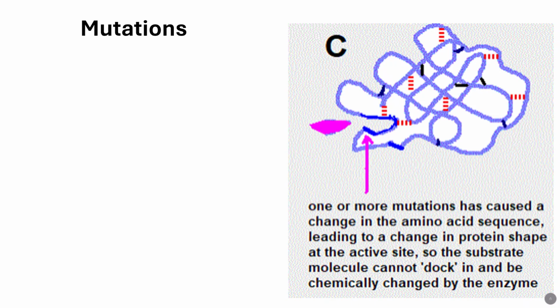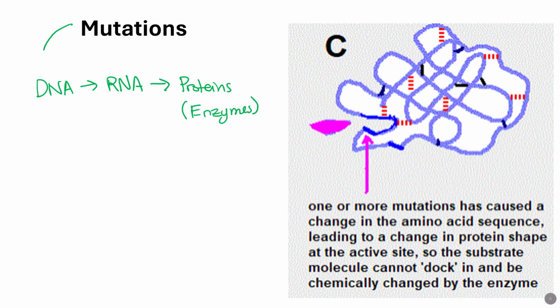So we know that DNA leads to RNA, specifically mRNA, and the RNA is translated into proteins, and those are the enzymes we're talking about. Well, mutations occur at this stage here. Thus, if there's a change in the DNA, then there could be a change in the RNA, thus a different amino acid, thus a different folding to the enzyme that we are looking at. And so this is the example illustrated.